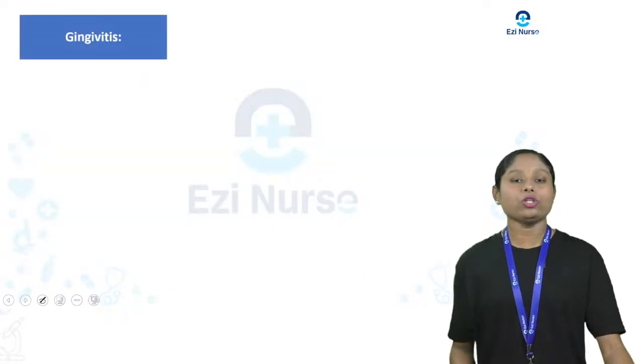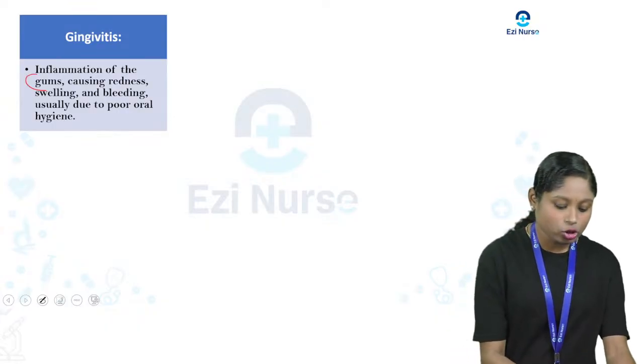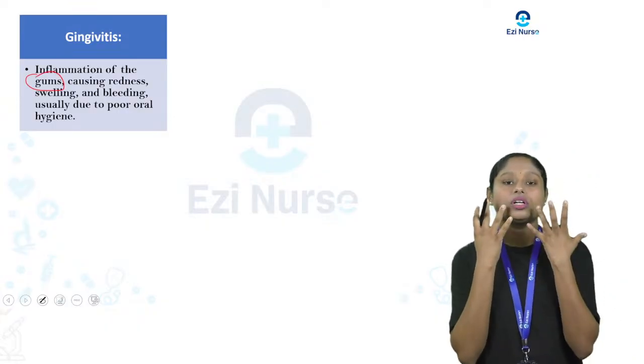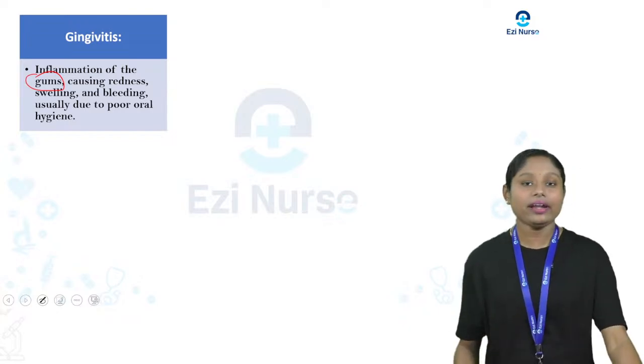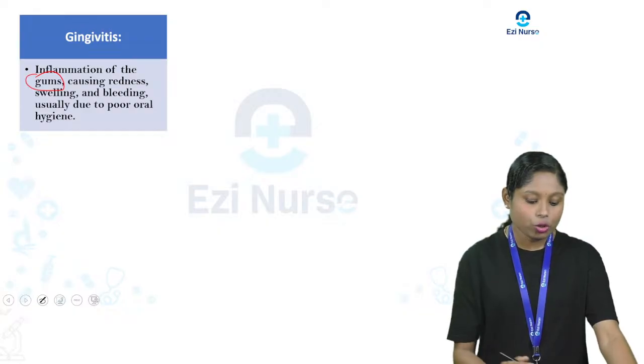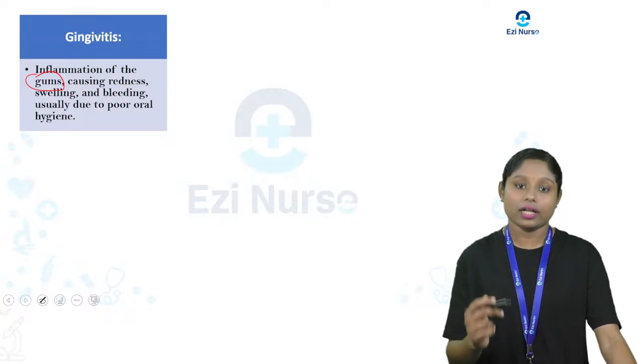So now let's move on to the next word, that is gingivitis. So what is gingivitis? It's the inflammation of gums. In our mouth, gums will be present. So the inflammation of gums is known as gingivitis, causing redness, swelling, bleeding, usually due to poor oral hygiene. So it is nothing but the inflammation of gums.